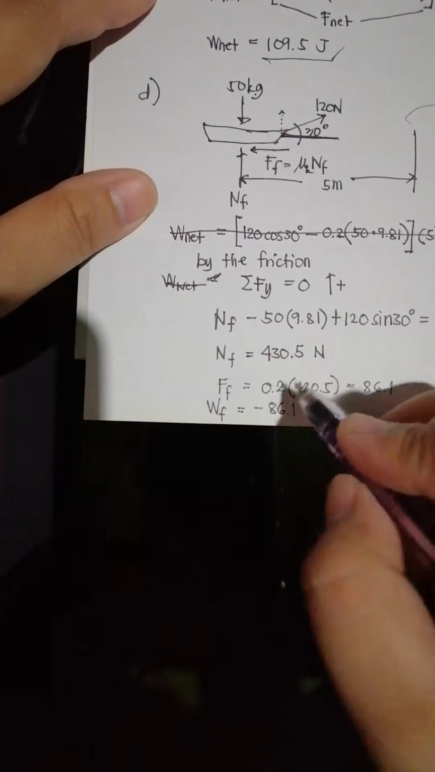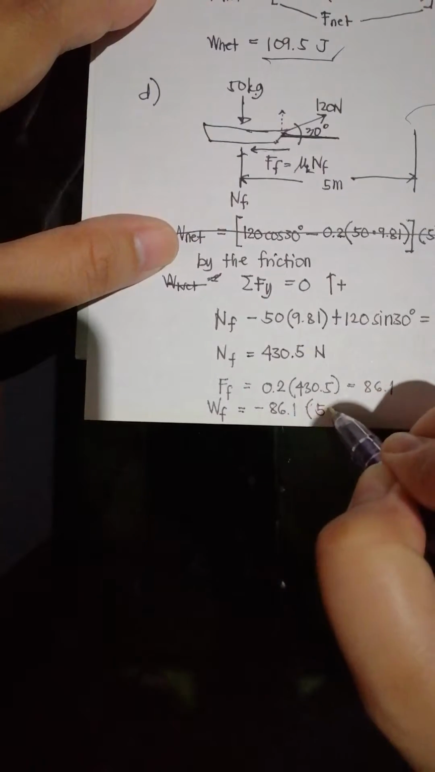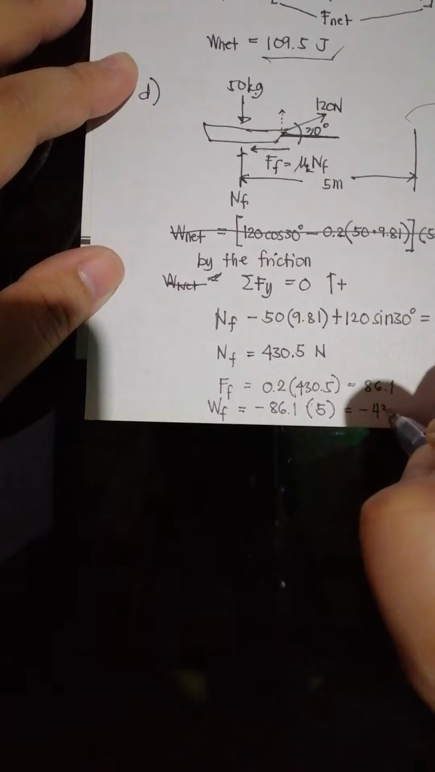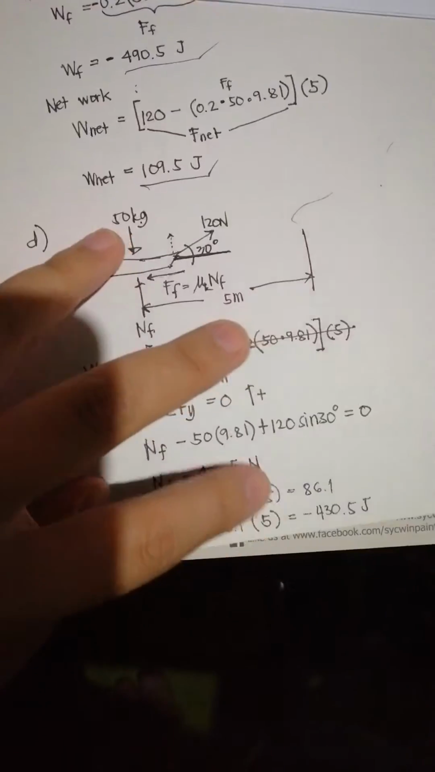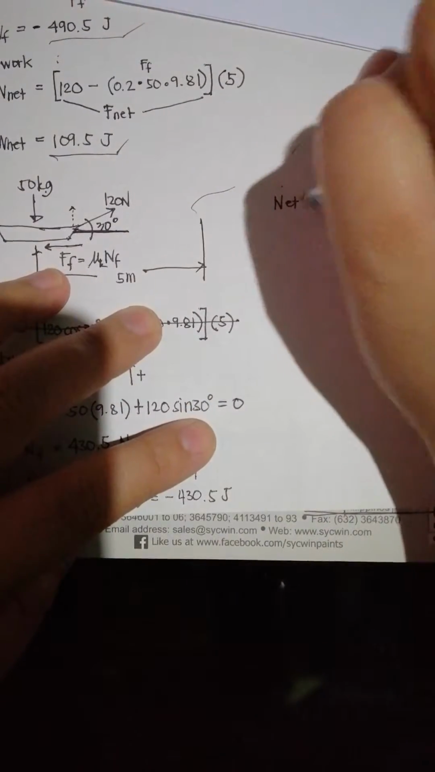So the work done by the friction is equal to negative 86.1, negative because the friction force is opposite the direction of the movement or displacement, then times again the 5 meter displacement, so that will be negative 430.5 joules. Okay, then we will now solve for the net work.